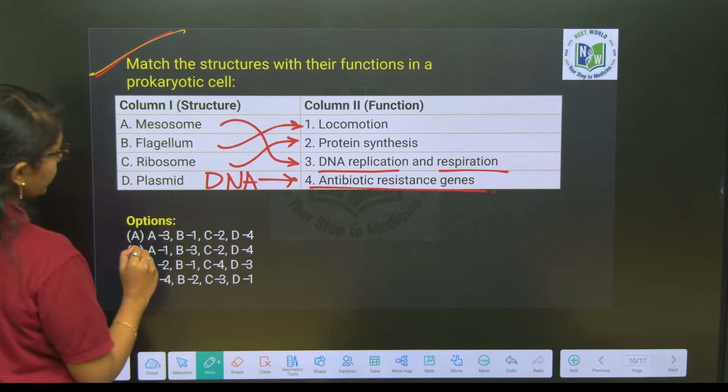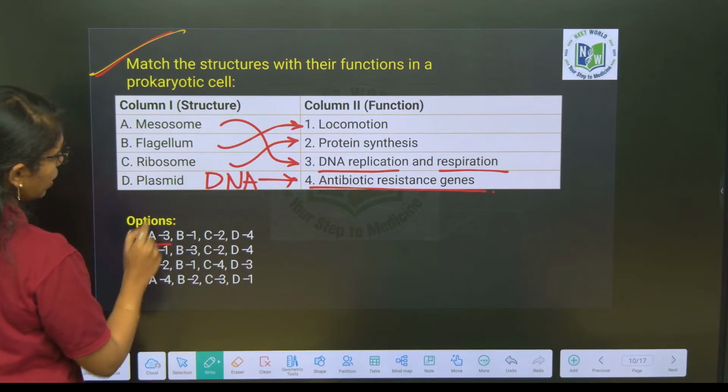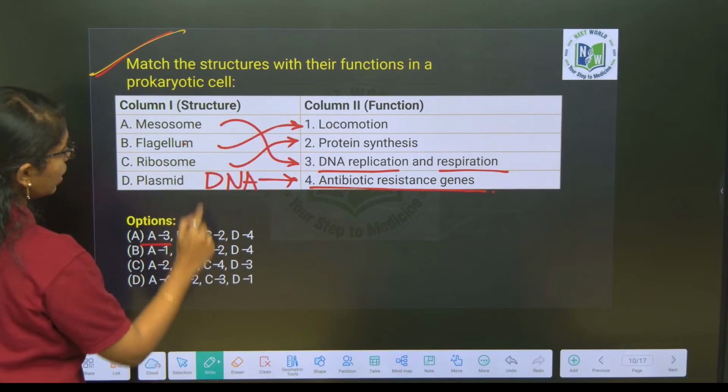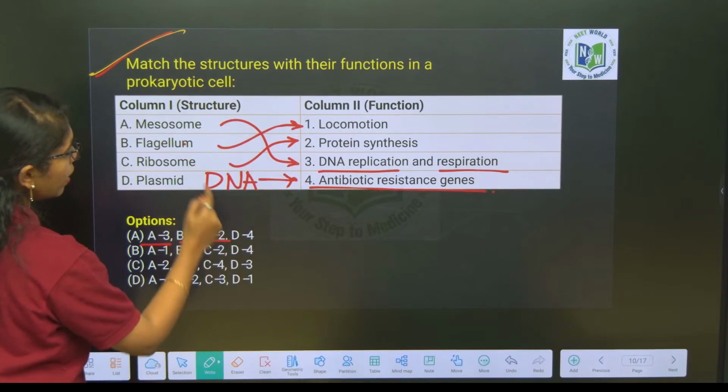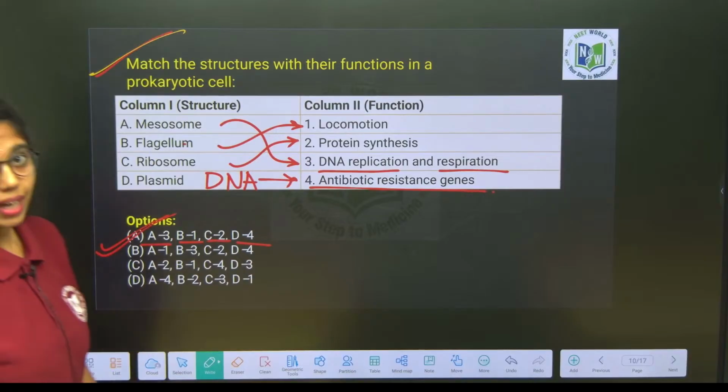So, here what will be the answers? A will be 3, B is 1, C is 2 and D is 4. Option A will be the right answer.